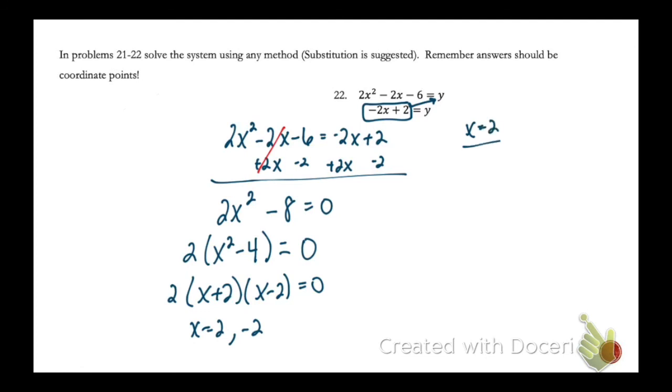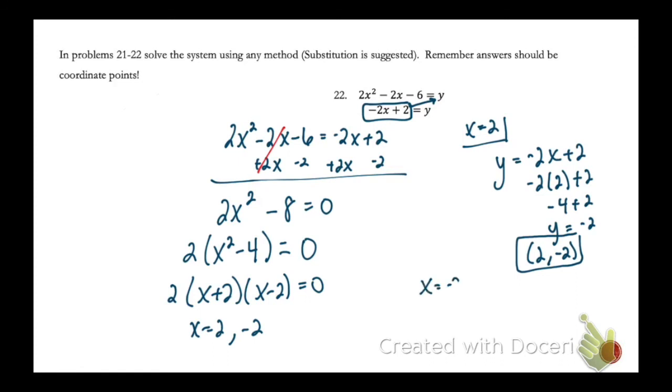So we're going to have two answers here. Let's start with x equals +2. If I plug that into my bottom equation, I get negative 2 for y. So there's one answer. And then when x equals negative 2, if I plug that into the bottom equation, I get y equals 6. So my other answer is the point (-2, 6).